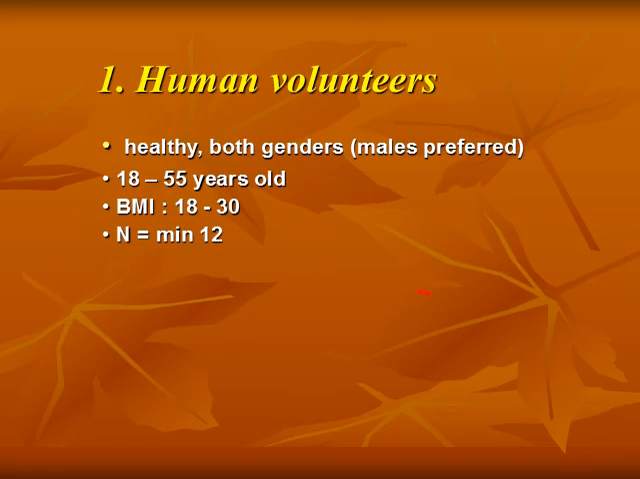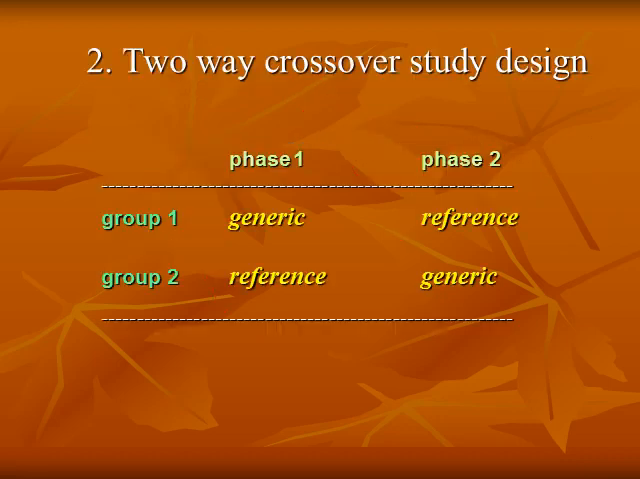So for human volunteers, they should be healthy. Both genders can be included, but male is preferred when you are collecting urine samples, and they should be between 18 to 55 years old, with a BMI of 18 to 30, and the minimum number of volunteers should be 12 and not less than that.